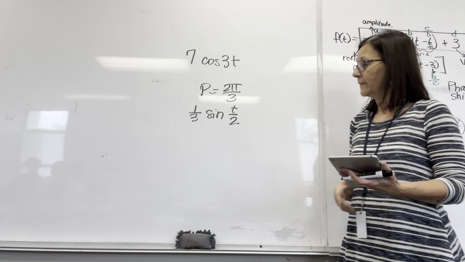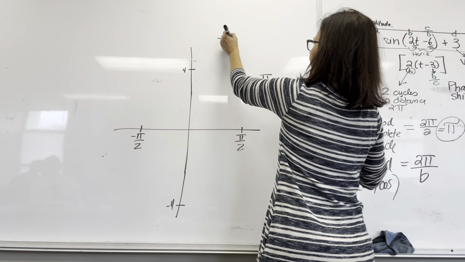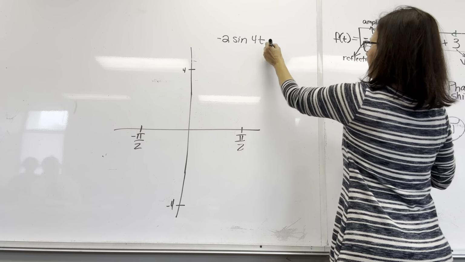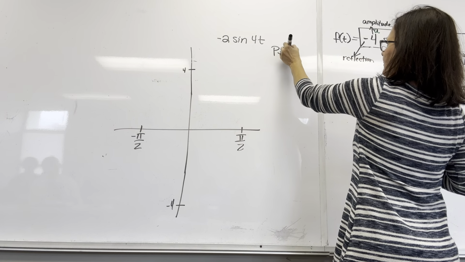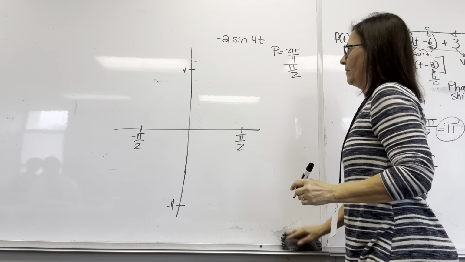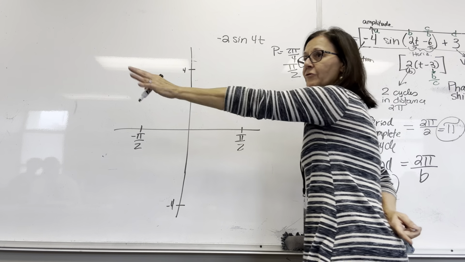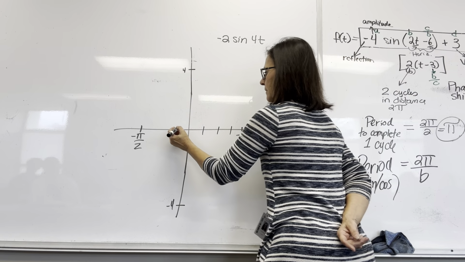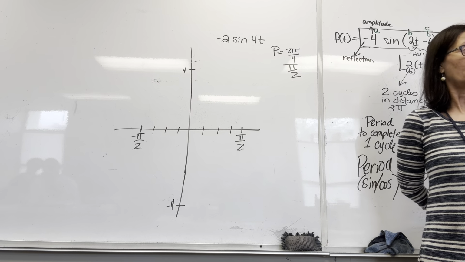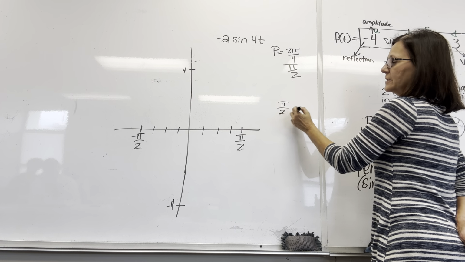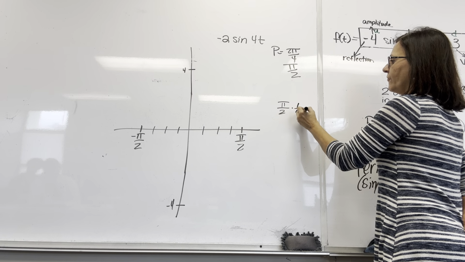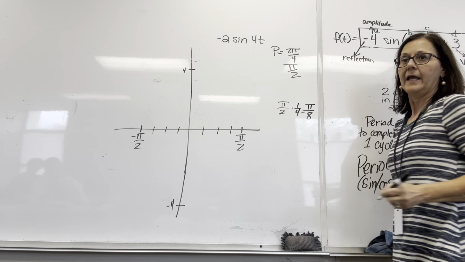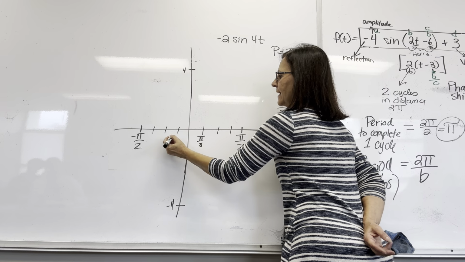All right, this tells me I'm going to go up to the amplitude and down to the negative amplitude. I'm going to move this up a little bit. The period was really 2 pi over 4, which is pi over 2. I haven't shifted it left to right yet, right? So now I need to divide pi over 2 into 4ths, four equal parts. So I take pi over 2 divided by 4, or multiply by 1/4, and that's pi over 8. So the first one's going to be pi over 8. That's negative pi over 8.